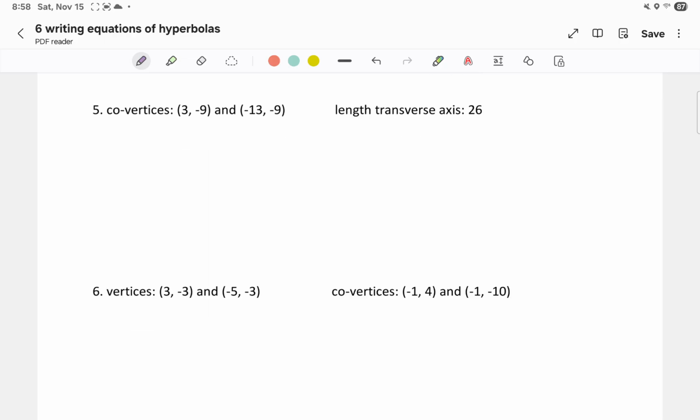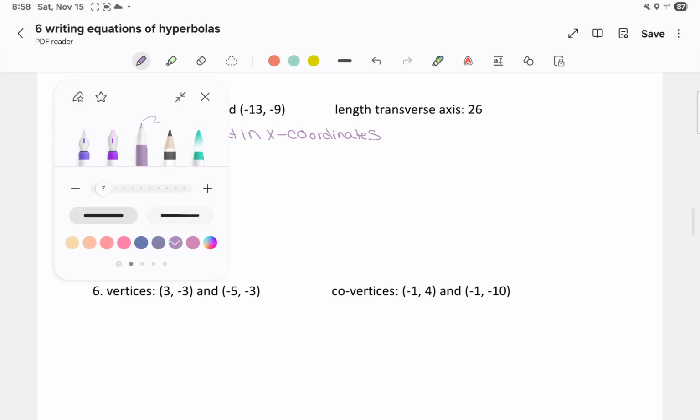So then on problem 5, we're given the co-vertices, and so to figure out our direction, we have movement in the x's, and so this time we are going to be vertical. And even though we had movement in the x coordinates in the last problem, this is the co-vertices this time, and so you have to switch that direction.